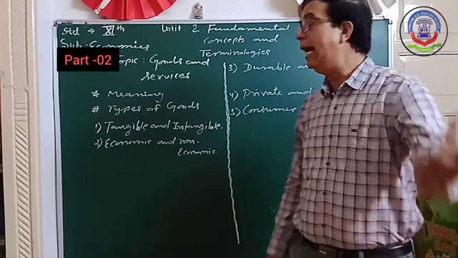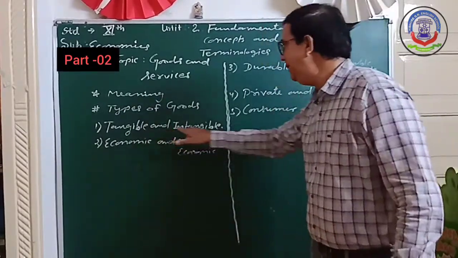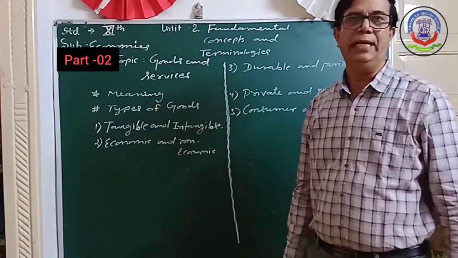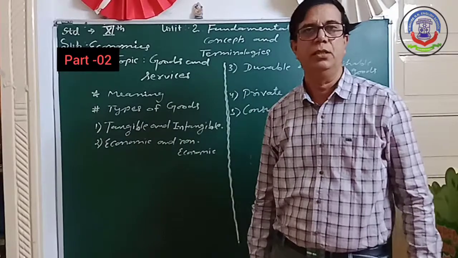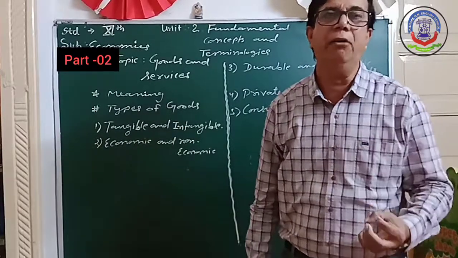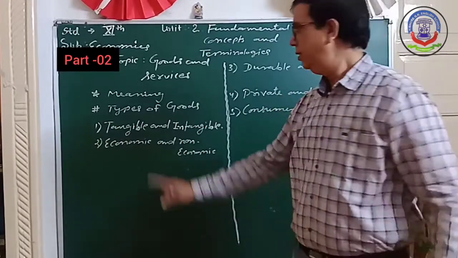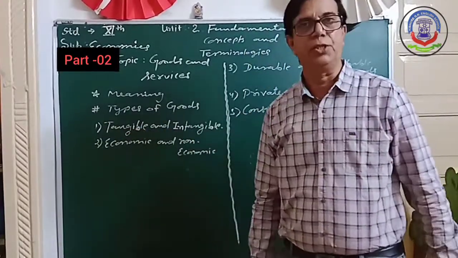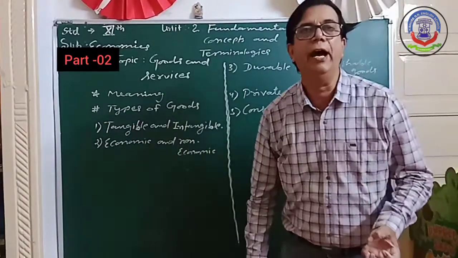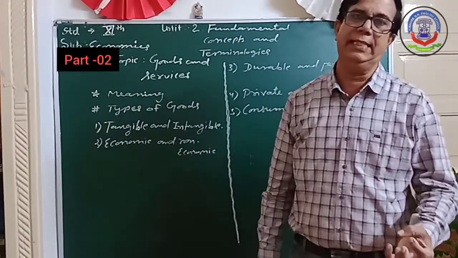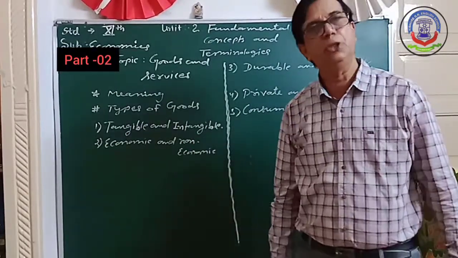Now, types of goods. The first one is tangible and intangible. That means physical goods and intangible goods. The goods which have physical existence are known as tangible goods. And on the other side, intangible: the goods which do not have physical existence are known as intangible goods.